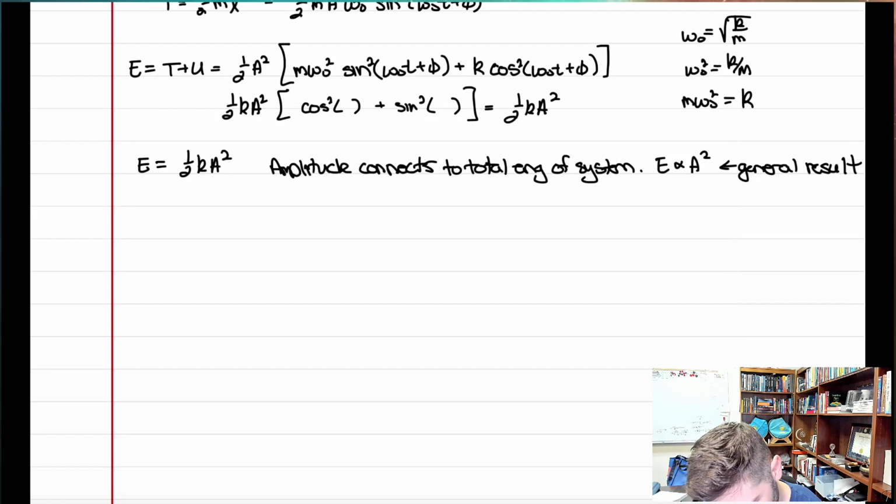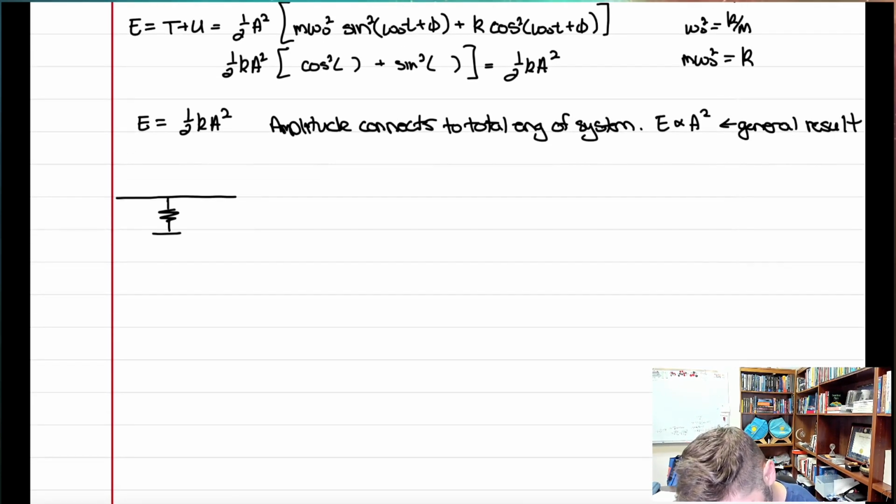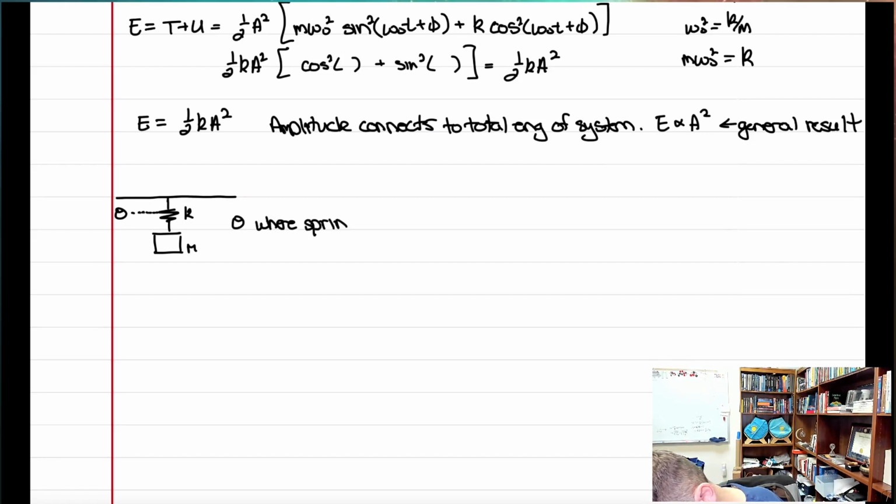What if I let the box hang vertically instead? K, M, but now there's another force at play. Everything is gravity. Or there's also gravity. I'm going to again put the origin where the spring is at its natural length, which is no longer the same thing as the equilibrium position.